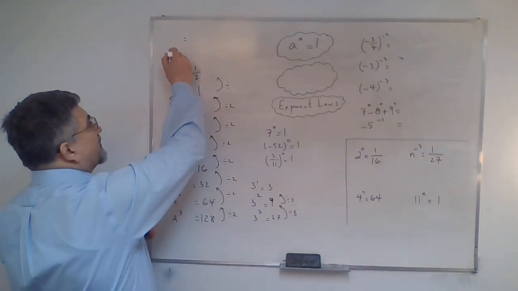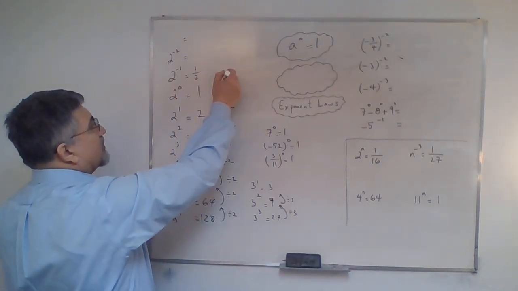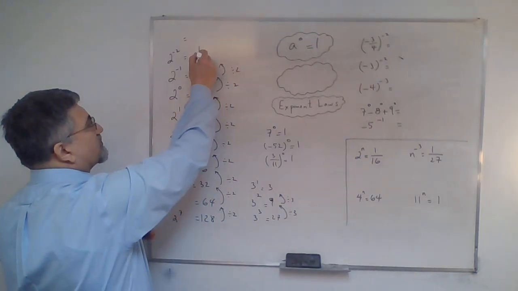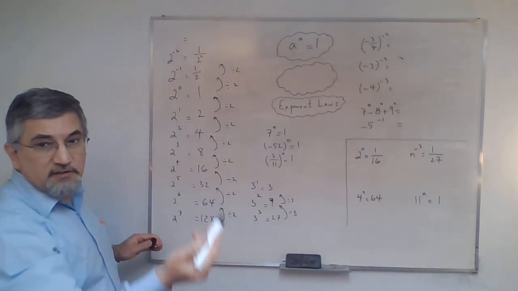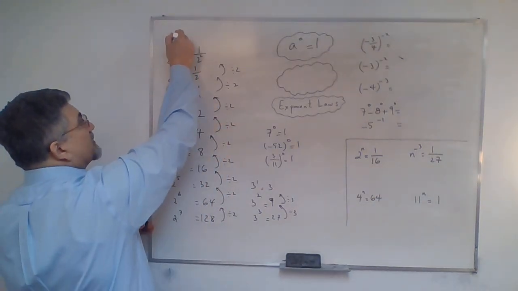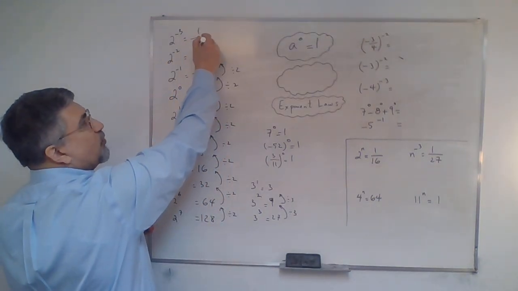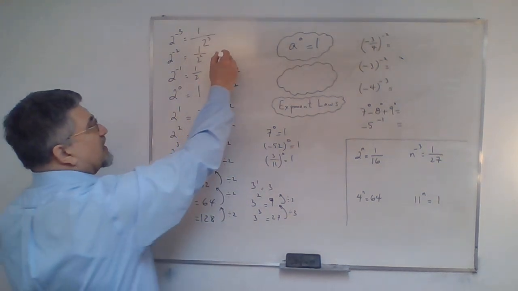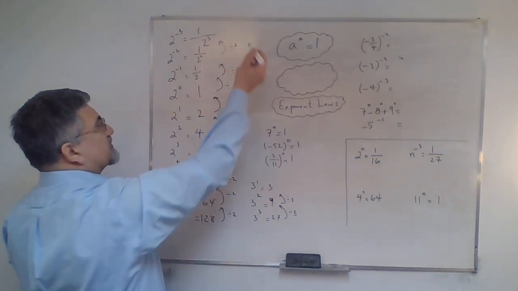And if I keep going, 2 to the exponent of negative 2, I would divide this by 2 again, and I get 1 over 4, which is 1 over 2 squared. And then if I keep continuing, 2 to the exponent of negative 3 would be 1 over 2 to the exponent of positive 3. Because if you divide by 2, that's what you're going to get.